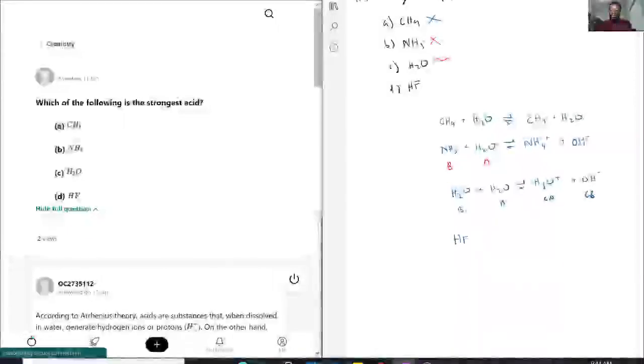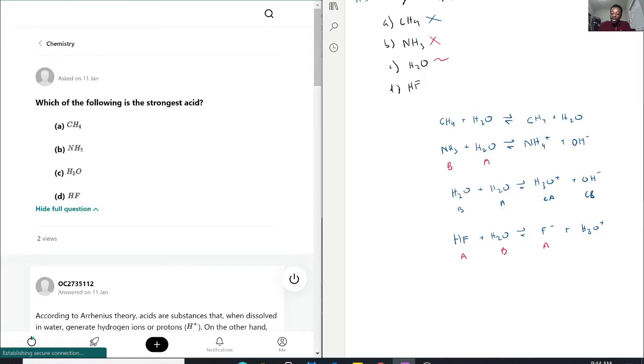So HF plus H2O typically gives us F minus plus H3O plus. And there we have it. We finally have something that's actually giving away a hydrogen. So now this will be our acid and base, this will be the conjugate base, and this will be the conjugate acid. So we finally have something that only serves as an acid, not either like the water.